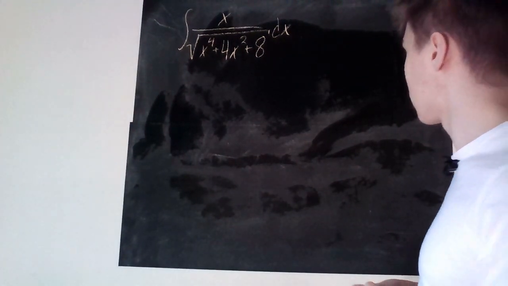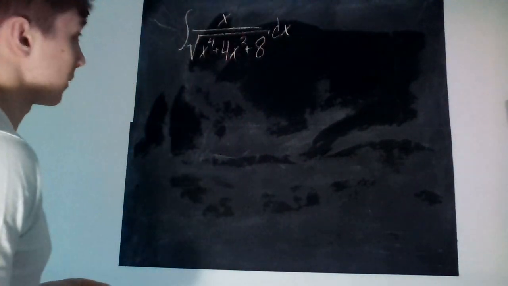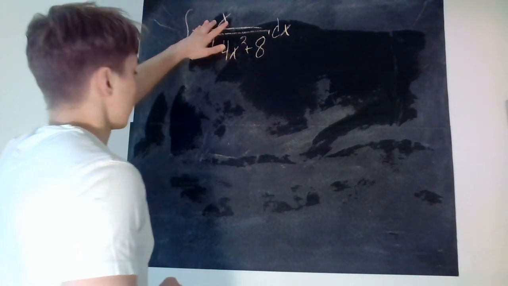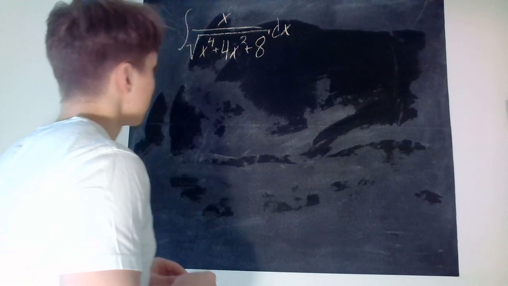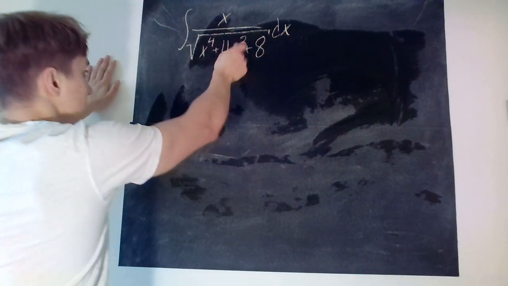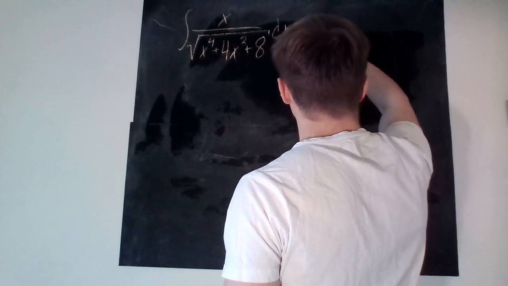A very suitable substitution would, of course, just be u is equal to x squared, one might think, because then this would just be 1/2 times the derivative. And here we would have u squared and u. So that kind of makes sense. It would make things look a bit simpler.